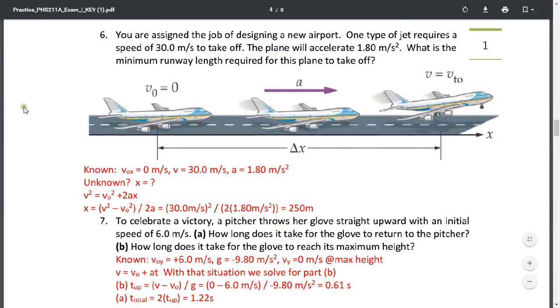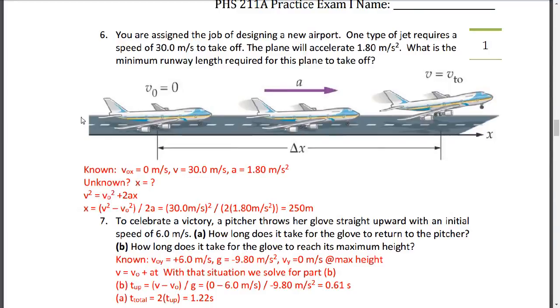Number 6. You're designing a new airport. One type of jet requires a speed of 30 meters per second to take off. The plane accelerates at 1.8 meters per second squared. What is the minimum runway length required for this plane to take off?